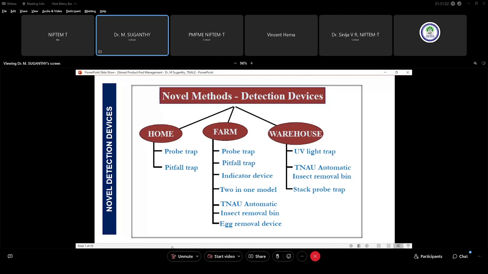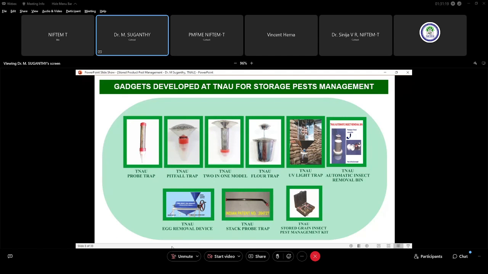I'll show the images, and all the videos of these devices are available on YouTube. I'll give you the link so that whenever you find time, you can go through the YouTube channel and view how these devices operate. These are all different gadgets developed at TNAU for storage pest management.